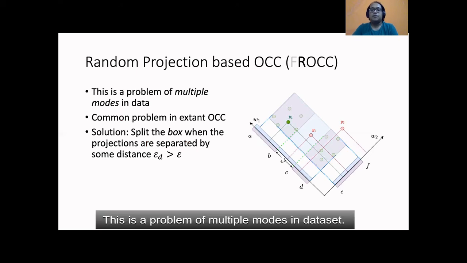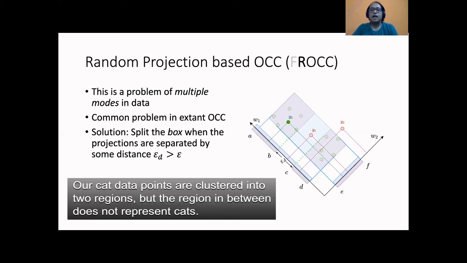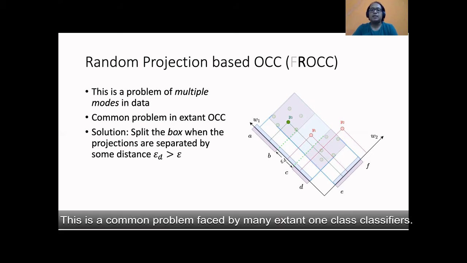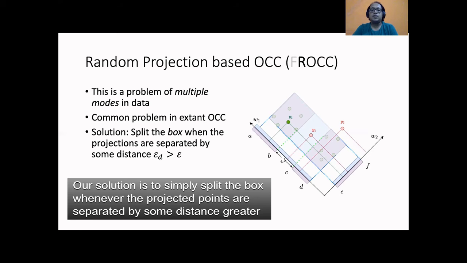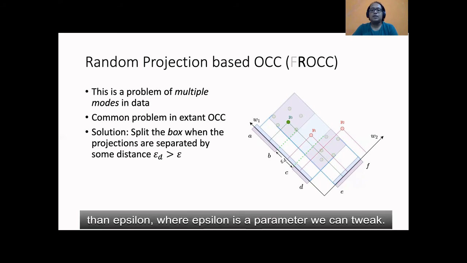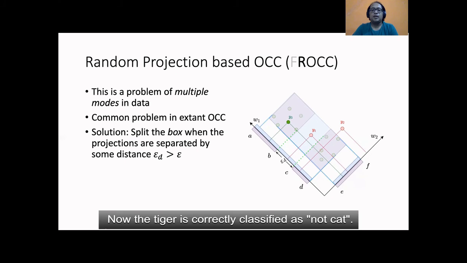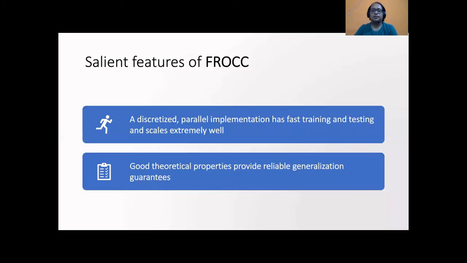This is a problem of multiple modes in the dataset. Our cat data points are clustered into two regions, but the region in between does not represent cats. This is a common problem faced by many extant one-class classifiers. Our solution is to simply split the box whenever projected points are separated by some distance greater than epsilon, where epsilon is a parameter we can tweak. Now the tiger is correctly classified as not cat.